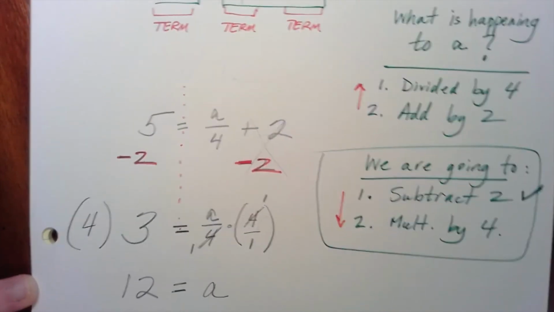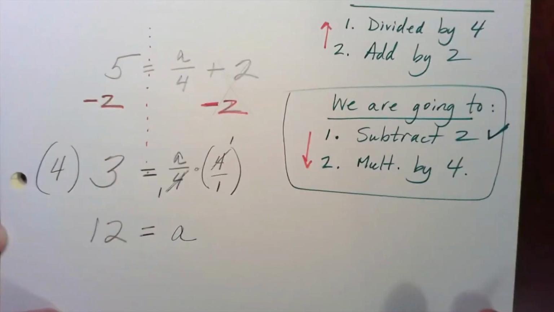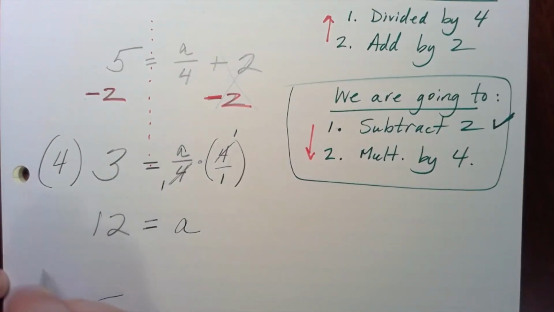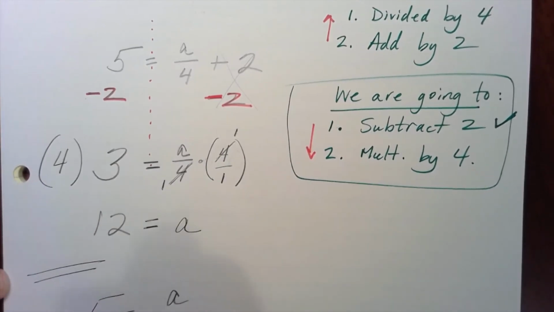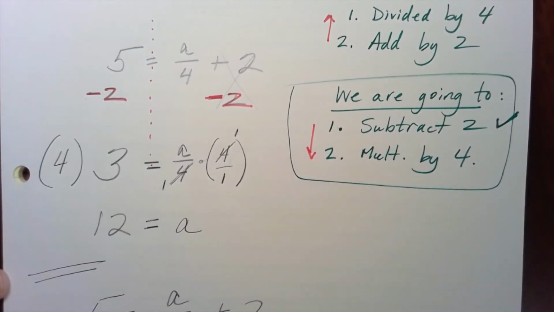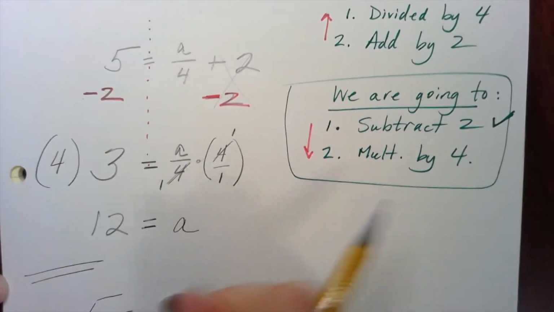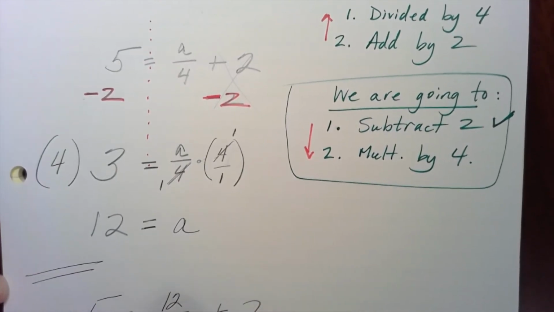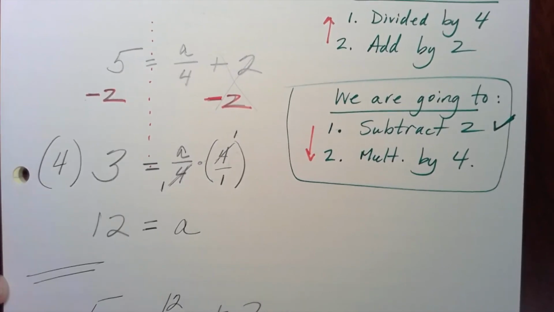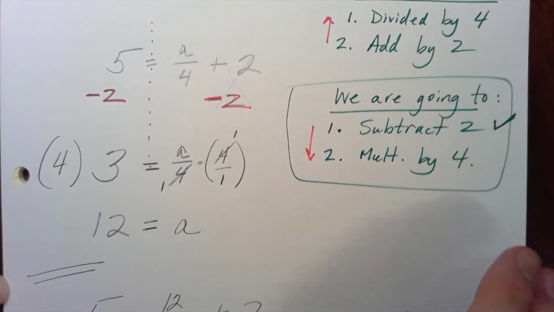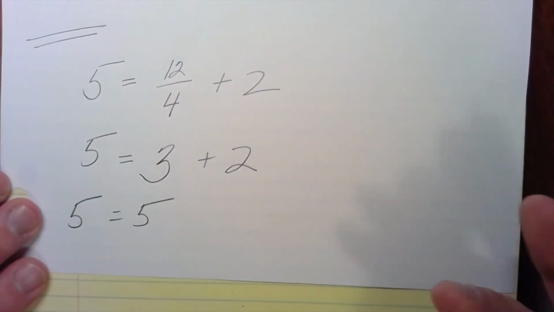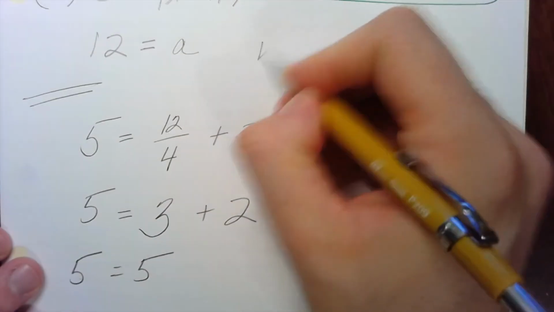And indeed, if you look back at what we have just said here, going way back up to the top, 5 equals a over 4 plus 2, but we have just determined that a is 12. And so we indeed have a correct statement. 12 over 4 is 3 plus 2, and sure enough, 5 equals 5. And that tells us that the a that we found is correct.